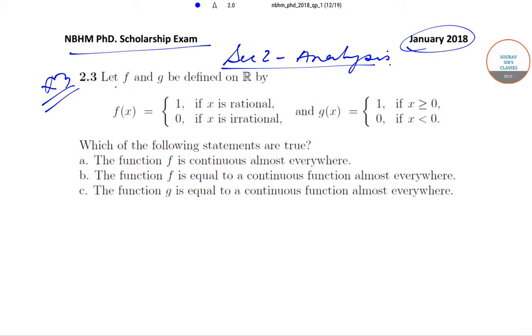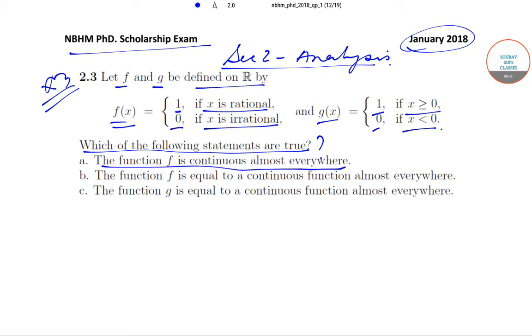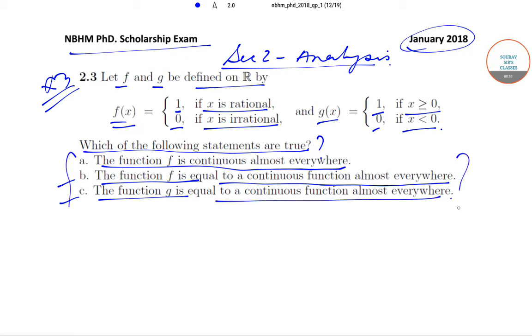The question is: let f and g be defined on R, where f(x) is equal to 1 if x is rational and 0 if x is irrational, and g(x) is equal to 1 if x is greater than or equal to 0 and g(x) is equal to 0 if x is less than 0. Which of the following statements are true? Option A, the function f is continuous almost everywhere. Option B, the function f is equal to a continuous function almost everywhere. And option C, the function g is equal to a continuous function almost everywhere. So these are the options that we have been given.